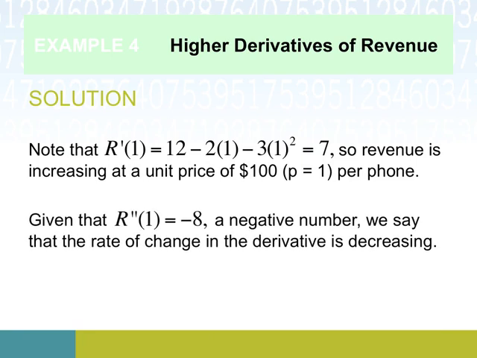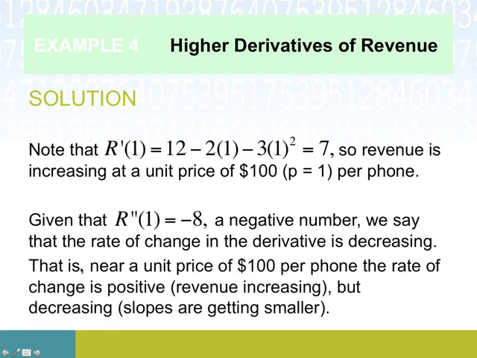So what we also know is that r double prime is supposed to tell me the rate of change in marginal revenue, if you will. So not just how revenue is changing, but how the change in revenue is changing. This second derivative is a negative number, and that's supposed to tell me that the derivative itself is decreasing. So r double prime says that this marginal revenue is headed down.